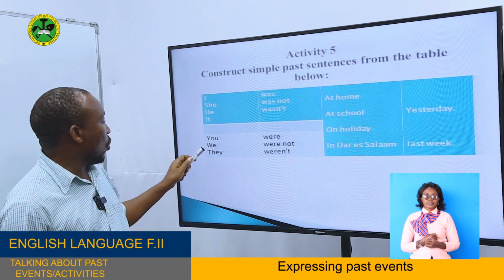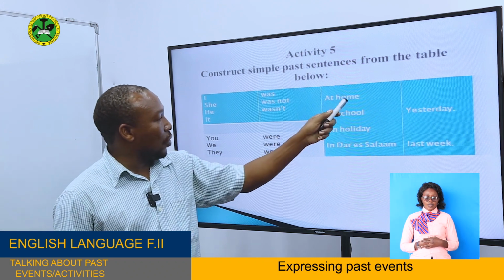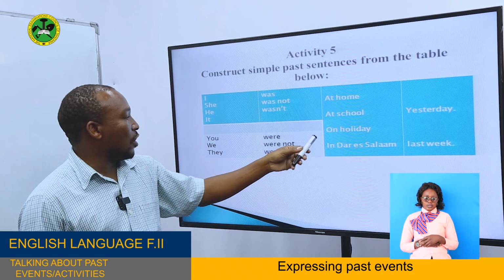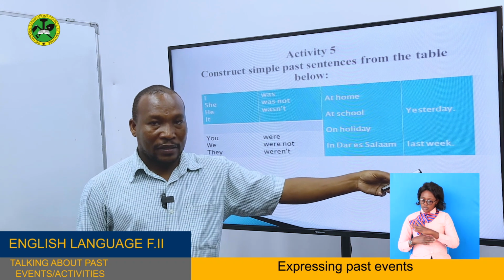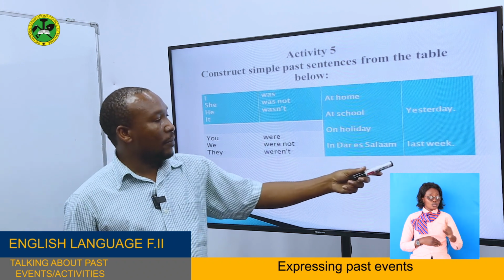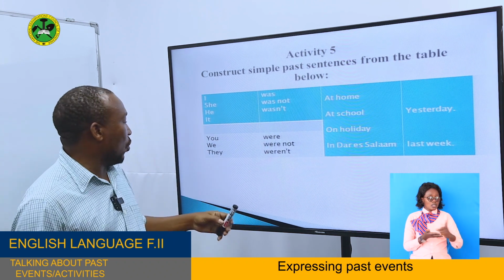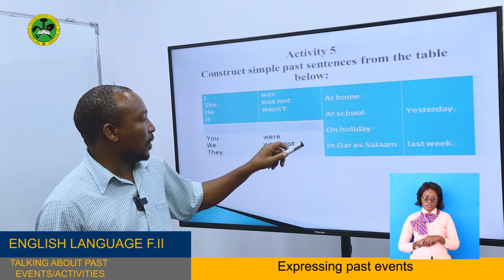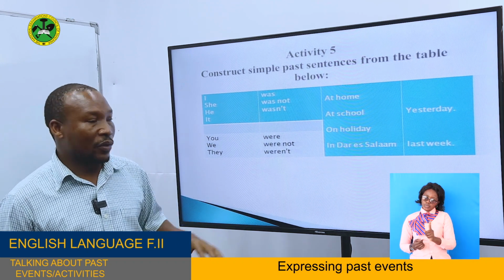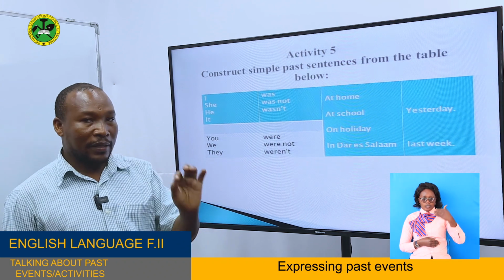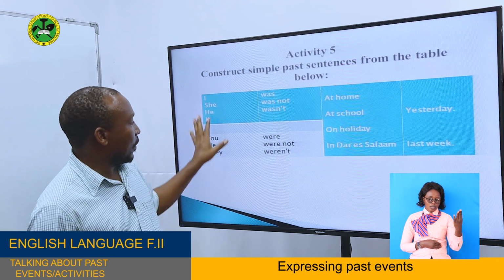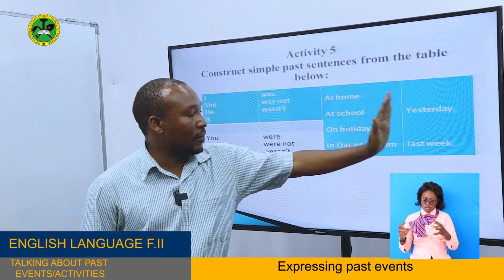It can be also, we were at home last week. Or they were not on holiday last week. It can be also, you were not in Dar es Salaam yesterday. Or it can be, you were not at school last week. Simple like that. You can just construct the sentences, but mind that this is the boundary here. The two groups do share only from this partition to that part.